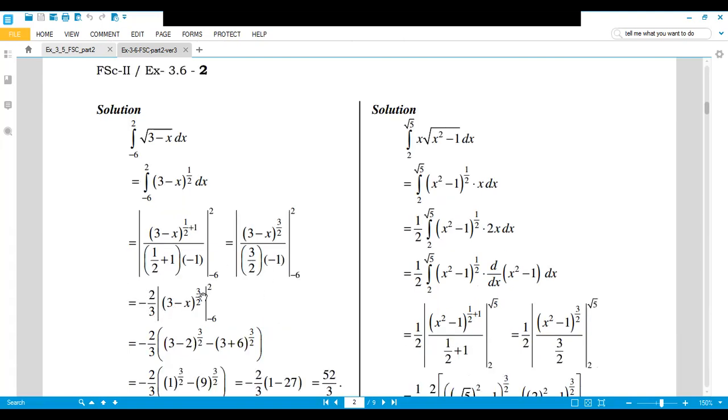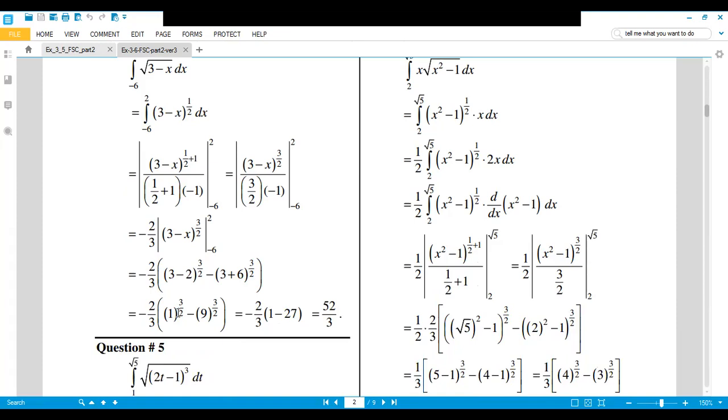And now we put the upper limit 2 in the given value and minus 6 in the given value. So when we put 2, it will be 3 minus 2. And when we put minus 6, so minus minus plus, 3 plus 6. So we get 1 power 3 over 2, which is equal to 1. And 9 power 3 over 2. First we take the square root of 9, that will be 3, and then the cube of 3 is 27. So it will be minus 26 multiplied by minus 2, so plus 52 divided by 3.